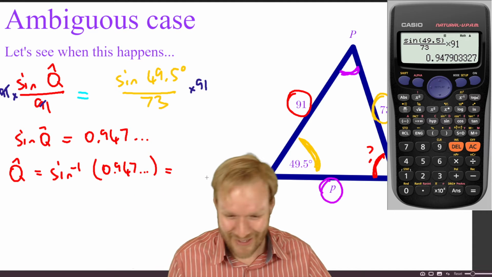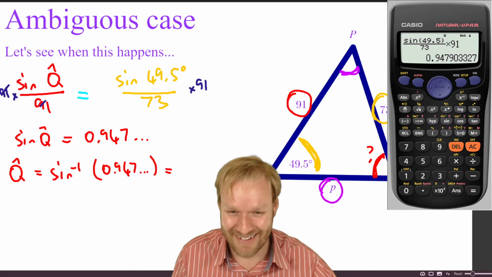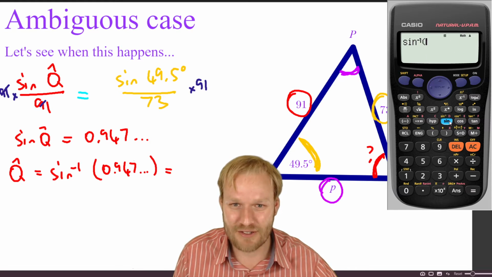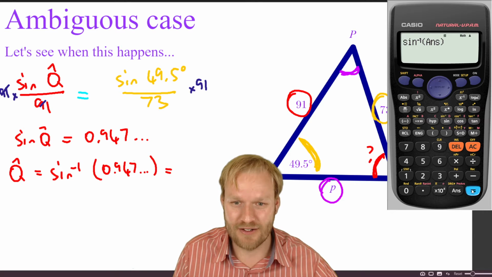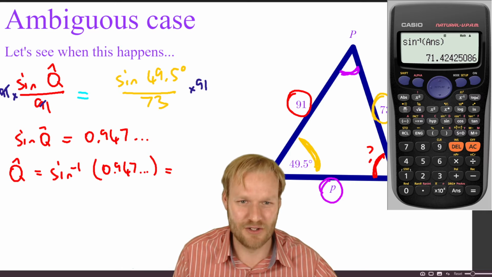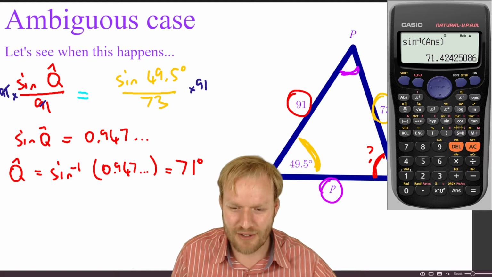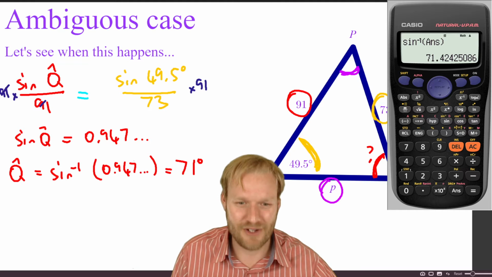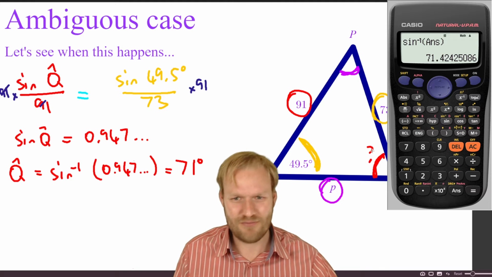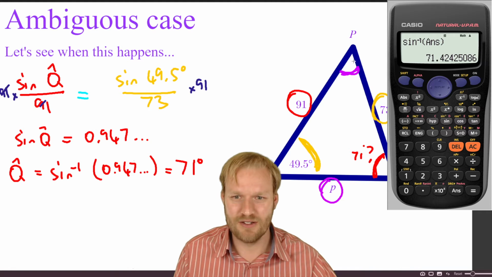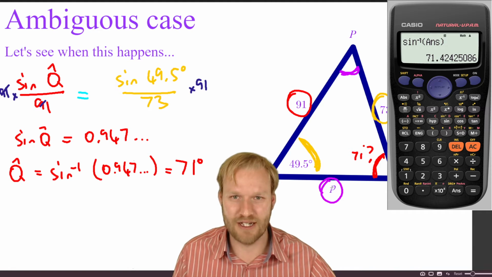Everything's in the way today. So let's do shift sine of that answer: 71. I'll go to no decimal places, and let me double check my rounding off. Okay, so 71 degrees. Cool, that's 71. And we merrily go on to find this angle P and this side P.